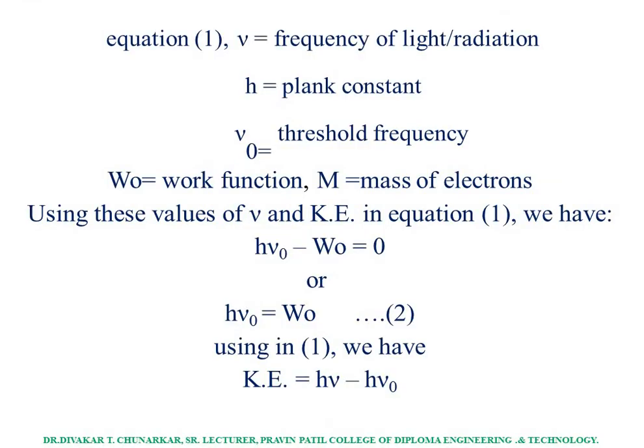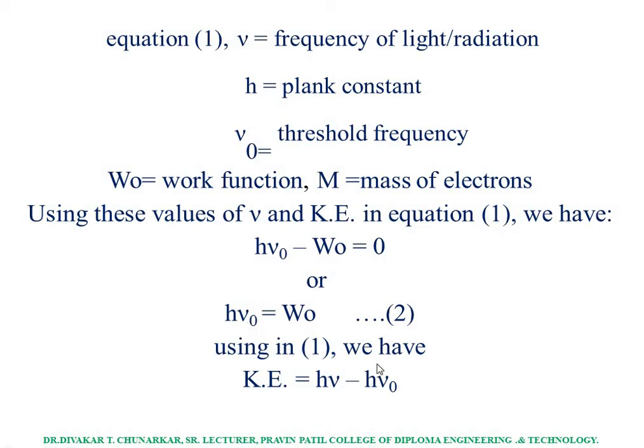Then equation 1: nu is the frequency of light or radiation, h is the Planck constant, and nu 0 is the threshold frequency. W0 is the work function, m is the mass of electrons. Using these values of nu and kinetic energy in equation 1, we have h nu 0 minus W0 equal to 0. So h nu 0 equal to W0, where W0 is the work function, h is the Planck constant, and nu 0 is the threshold frequency.